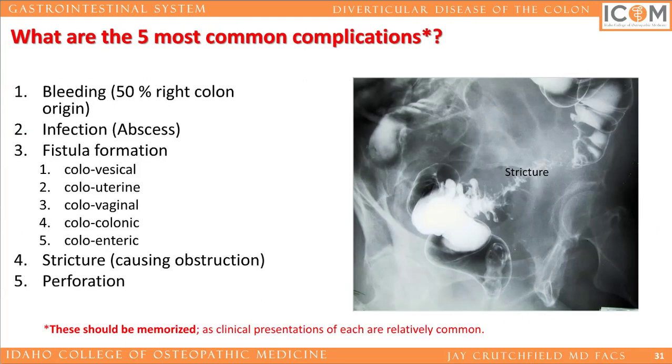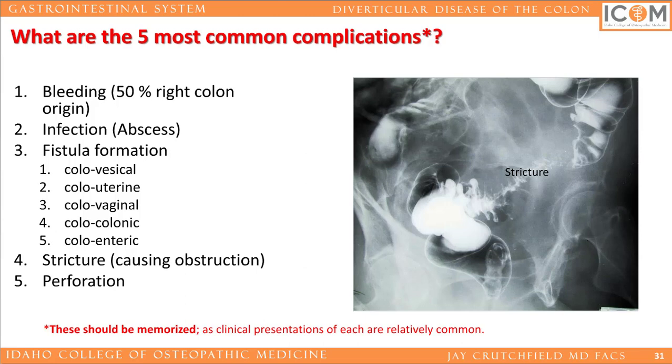So what are common complications of diverticular disease? You should memorize these as you will encounter them many times in your career. Bleeding from diverticulosis can be massive, and as a general rule, diverticulitis does not cause bleeding. 50% of diverticular bleeding can actually occur from diverticuli present in the right colon. Abscess formation is common, and rupture of the abscess may cause a perforation. Subsequently, sepsis can also occur.